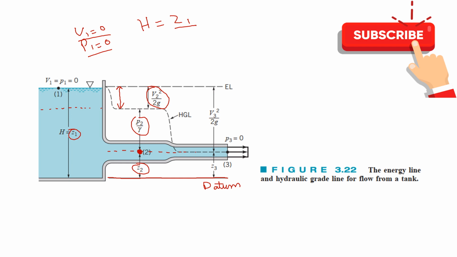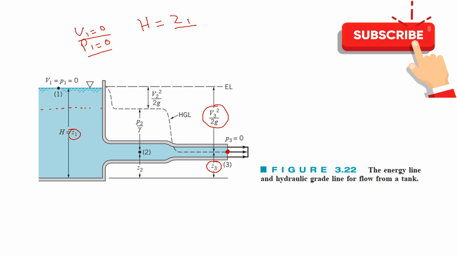And if we now look at point 3, what's happening is the total pressure change has converted into the velocity, and our total energy line is equal to the velocity head and the elevation head.